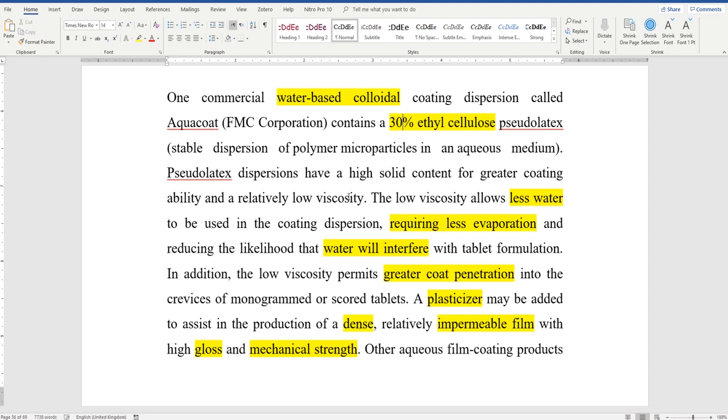Why they can go inside? Because they have low viscosity. Okay. Also, the evaporation will be faster. You require less evaporation because you are providing large concentration of the polymer.